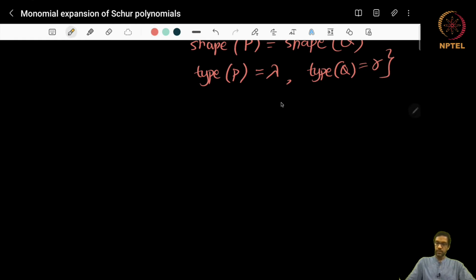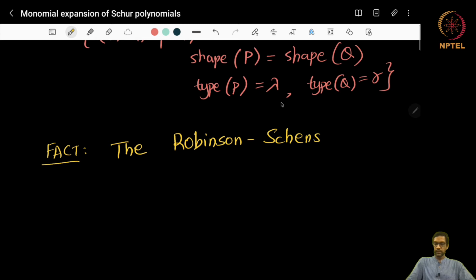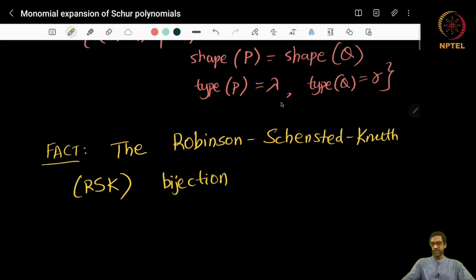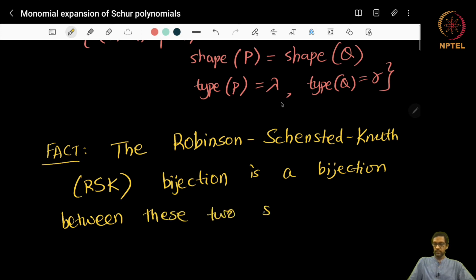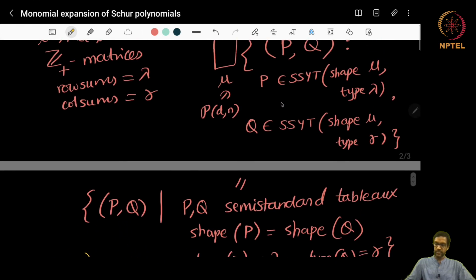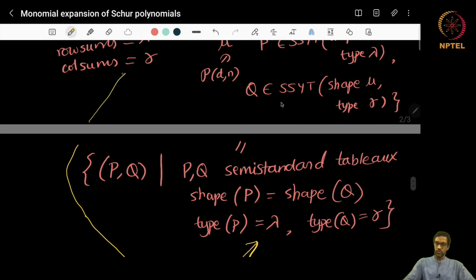Let me just state this as a fact for now. The RSK bijection, Robinson-Schensted-Knuth, is a bijection between exactly these two sets: this set of pairs, and on the other side, the set of integer matrices with given row and column sums.